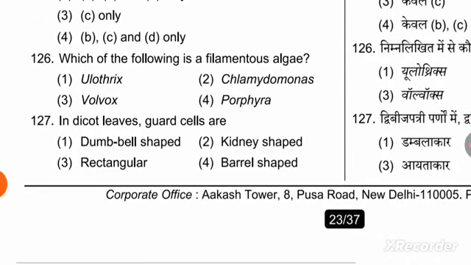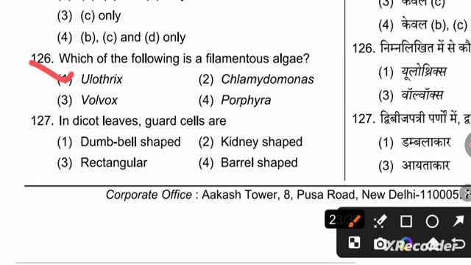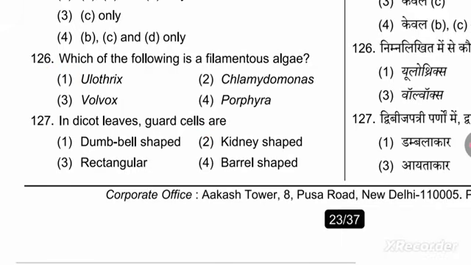Which of the following is a filamentous algae? It is very easy. Ulothrix is a filamentous algae. Next question also very easy. In dicot leaf, guard cells are of kidney shape. Very easy questions. Let us move to the next question.